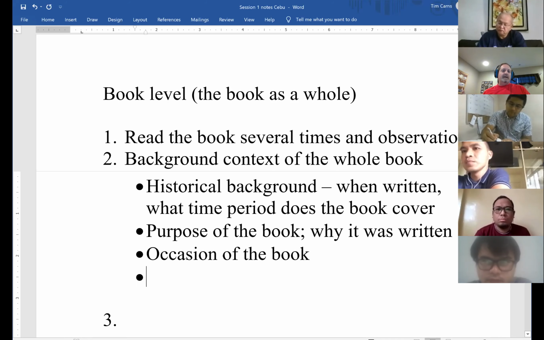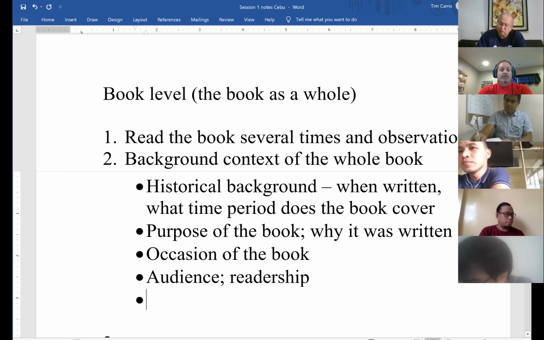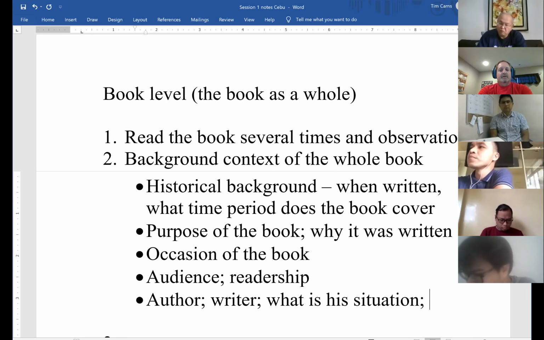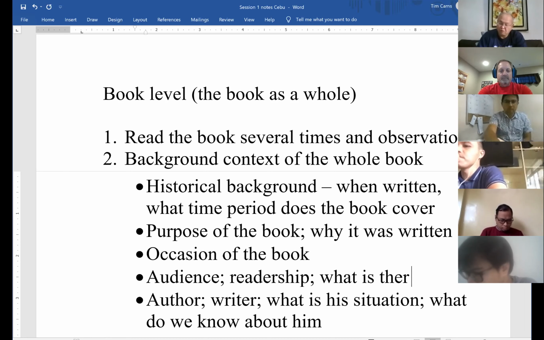Now, there's one key part of background context we haven't mentioned yet: the audience. Who's the readership? Who's the book being written to? And then who's the one writing the book? Who's the author? We don't just want to know the author's name, but what is his situation? What do we know about him? Same with the audience. What is their situation?